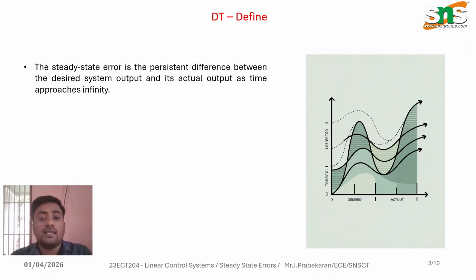Now, let us define steady state error. The steady state error is the difference between the desired output and the actual output as time approaches infinity. In simple words, it is the final error remaining after the system has settled. An important point to remember is that the type of system, based on the number of integrators, determines whether this error is zero, finite or infinite.